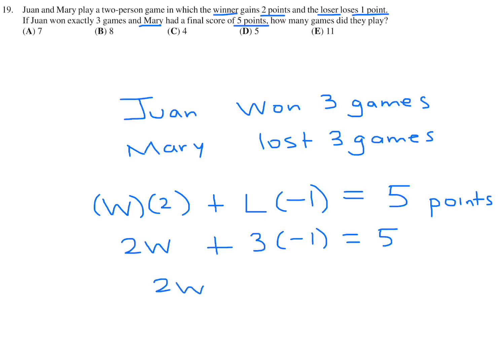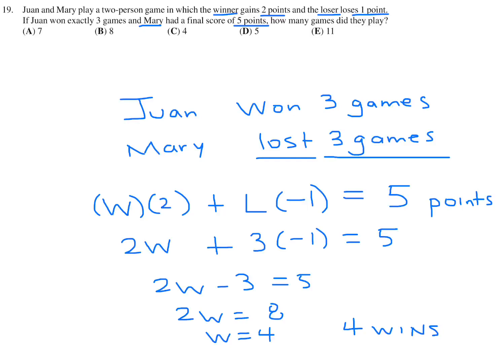So we've got 2W minus 3 is 5. So 2W is equal to 8, and therefore W is equal to 4. So Mary had 4 wins. So she had 3 losses, and she had 4 wins. So that means she played a total of 7 games, 3 plus 4. And Juan also played 7 games because there's only 2 people, and they play each other. So that would be 19 is A.